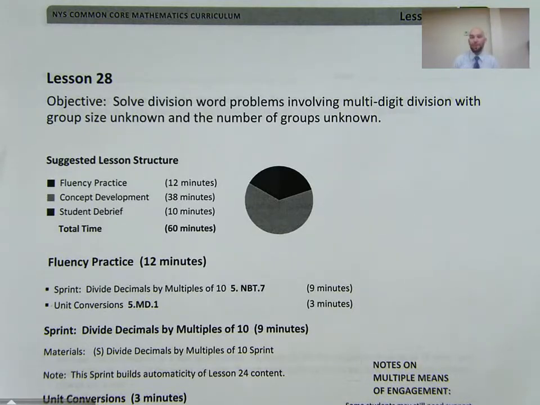This is Grade 5, Module 2, Lesson 28, and our objective today is to solve division word problems involving multi-digit division with group size unknown and the number of groups unknown. So we're going to need to do some division problems without knowing the group size. We're going to need to figure out first what the size of each group, how many in each group, and we need to figure out how many groups we're going to have.